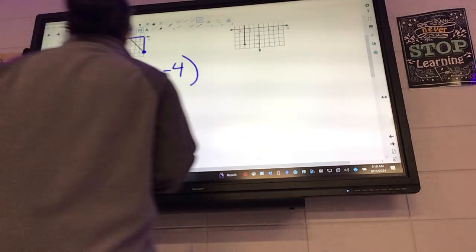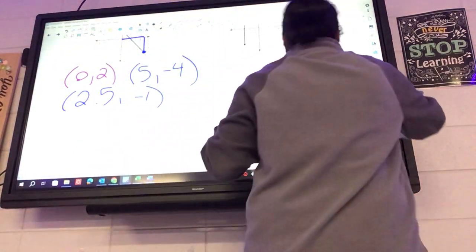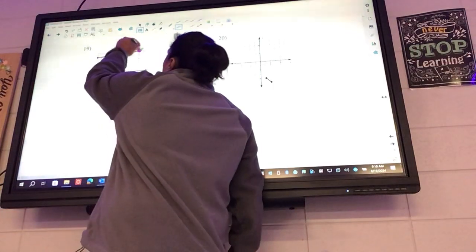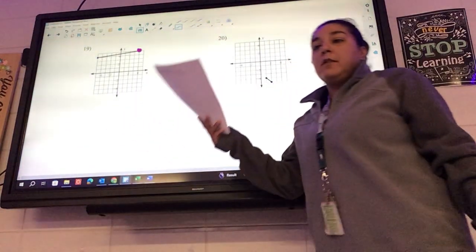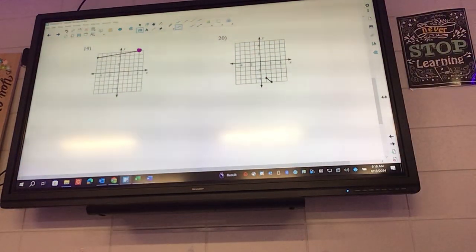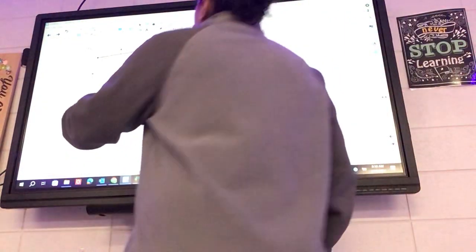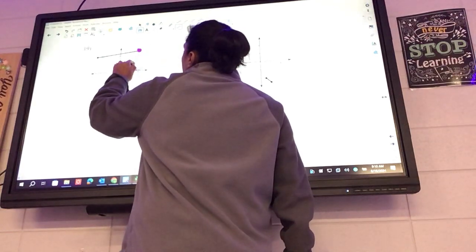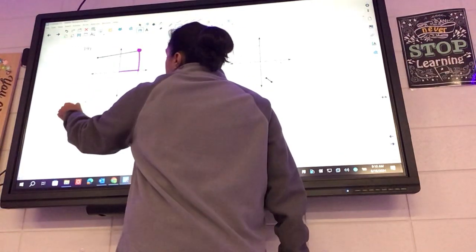Okay, last one, 19. I'm starting with this one, so make sure you're answering me correctly. Are we going left or right? Right. How many? 4. Up or down? Up, how many? 5. So it's going to be 4, 5.